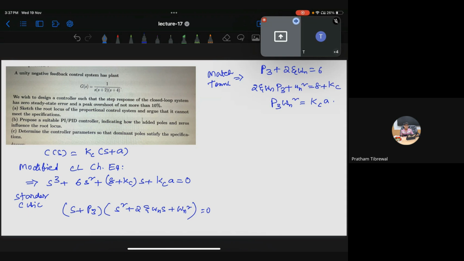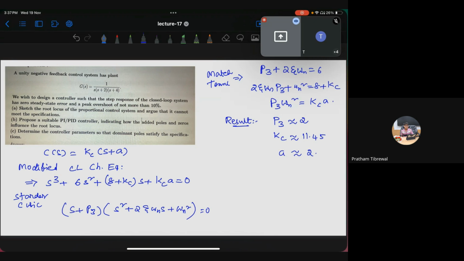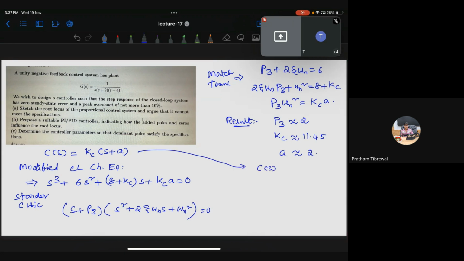If you calculate them, you will get the result as p3 almost 2, Kc as 11.45, and A as 2. So finally, our C of S is going to be 11.45 S plus 2. This is the PD controller.